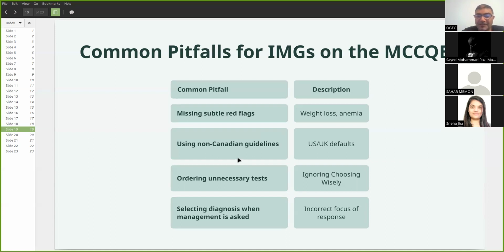And therefore the Canadian guidelines are important if we want to write the MCCQ1 exam.